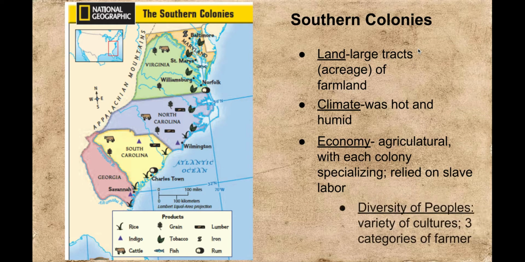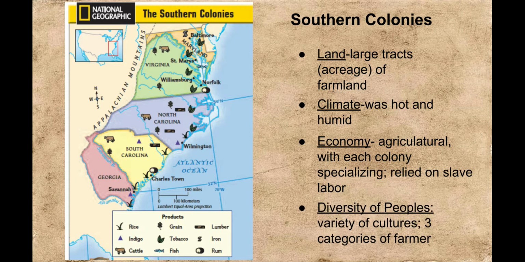Now, when it comes to diversity in this particular region, what we see is actually a variety of cultures, thanks to a lot of the immigrants, such as the German and Scottish and Irish who were there. We also have the forced immigration of slavery into this region.